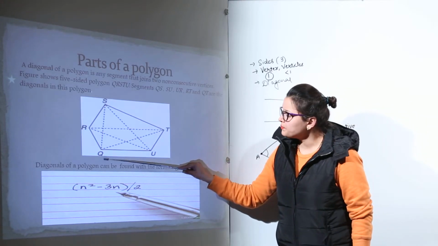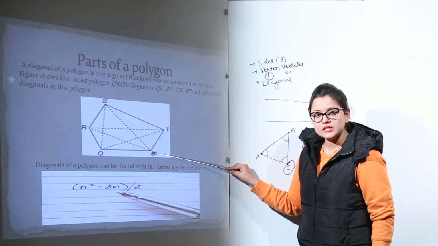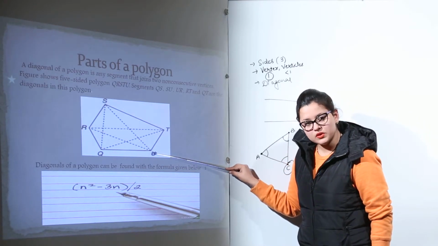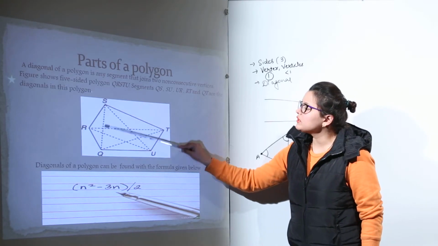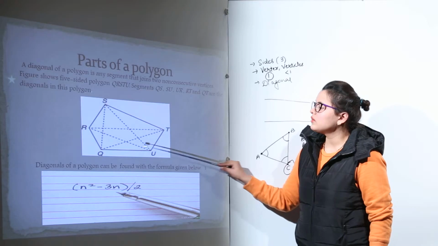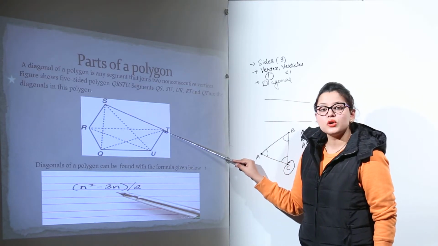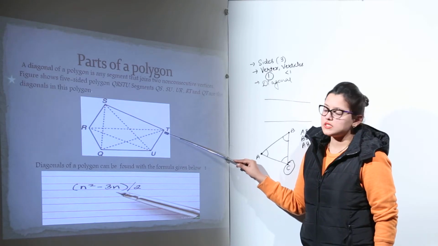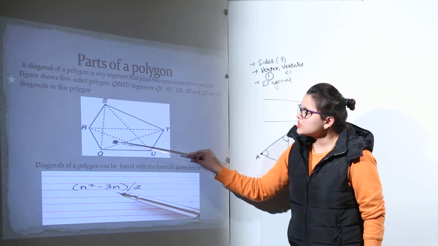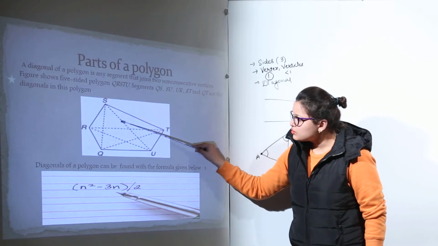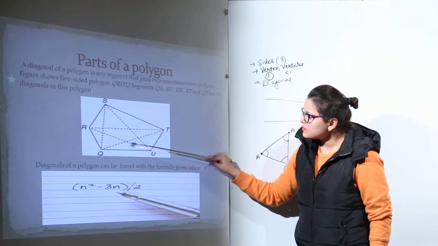Similarly, check for Q. For Q, R and U are the adjacent vertices, or you can say the consecutive vertices. Now, what are the non-consecutive vertices for Q? They will be S and T. Now, we have joined Q and S and Q and T to make line segments joining two non-consecutive vertices. Now, in this way, how many diagonals have we formed? Just check: 1, 2, 3, 4, and the last one is 5.